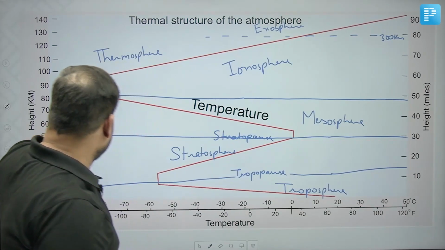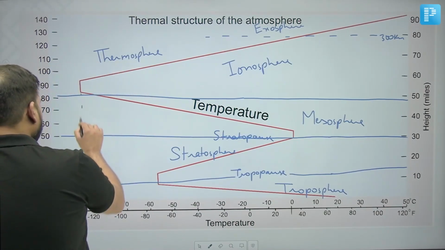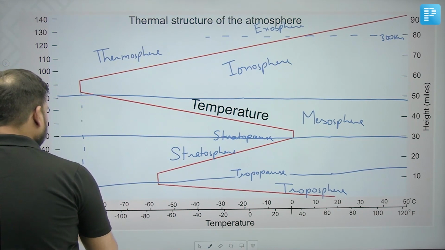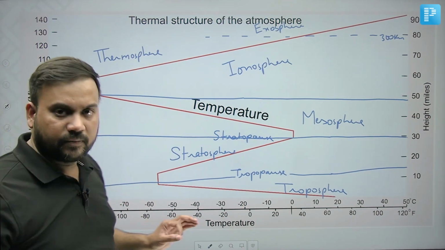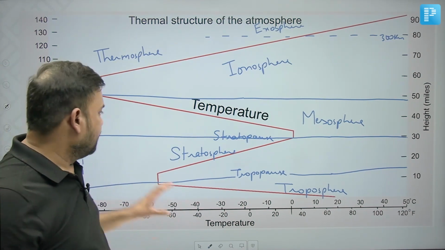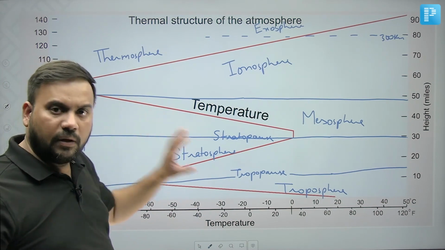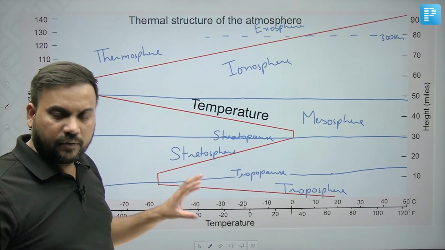And by the end of the mesosphere, can you see that the temperature is reaching almost minus 90 degrees Celsius. In fact, we will see that the mesosphere is the coldest layer of the atmosphere.